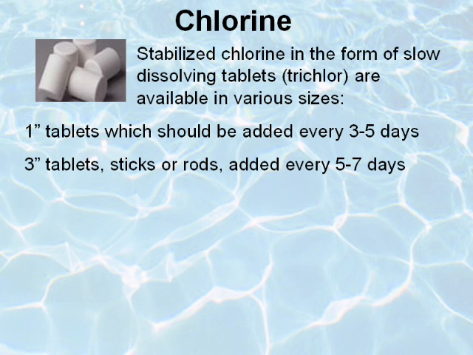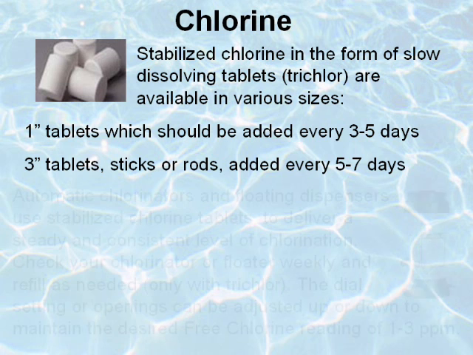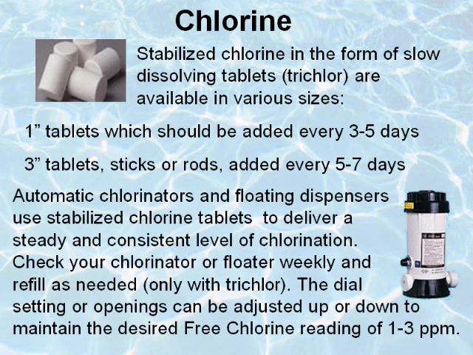Stabilized chlorine in the form of slow-dissolving tablets are available in various sizes: 1-inch tablets, which should be added every 3 to 5 days, and 3-inch tablets, sticks, or rods added every 5 to 7 days. Automatic chlorinators and floating dispensers use stabilized chlorine tablets to deliver a steady and consistent level of chlorination. Check your chlorinator or floater weekly and refill as needed. The dial setting or openings can be adjusted up or down to maintain the desired free chlorine reading of 1 to 3 parts per million. Remember to only use trichlor-type chlorine to refill your feeder or dispenser.